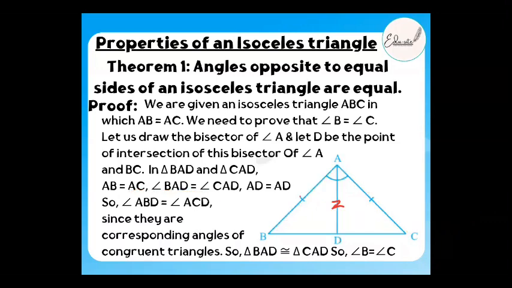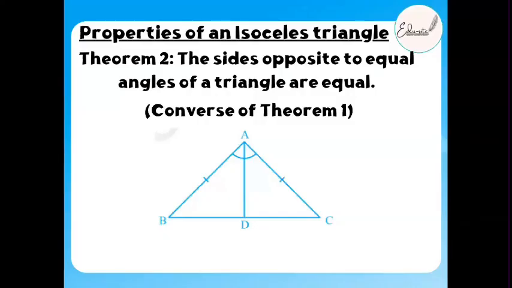This one is over, this one is over, these two angles are over. This is 90 degrees, this is also the same. Now what we can prove is angle B is equal to angle C. What is it? CPCT, right? Corresponding parts of congruent triangles. Understood? Okay.